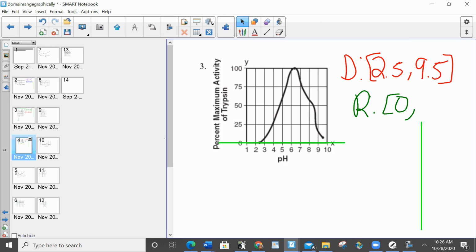I have graph, graph, graph. At what y value does the graph stop? It stops here. That y value is 100.